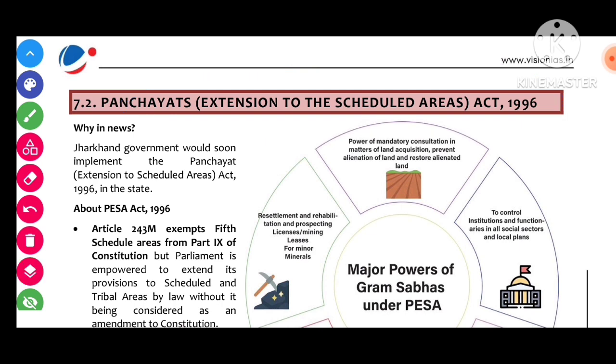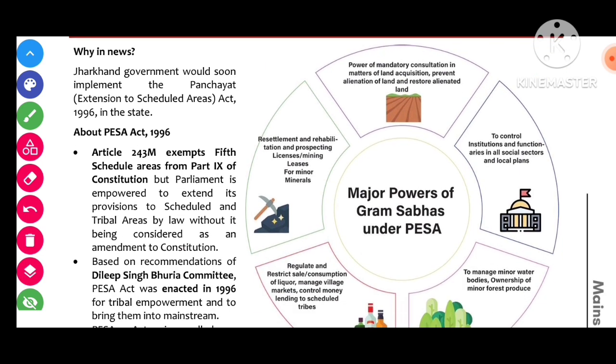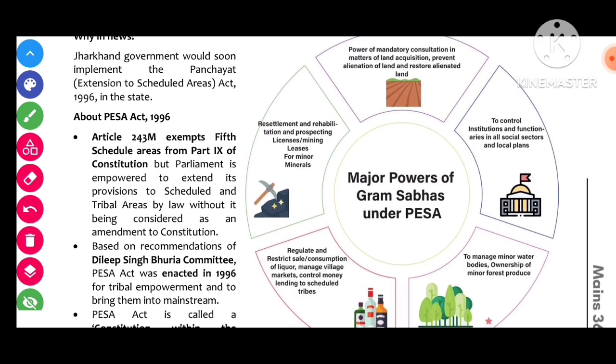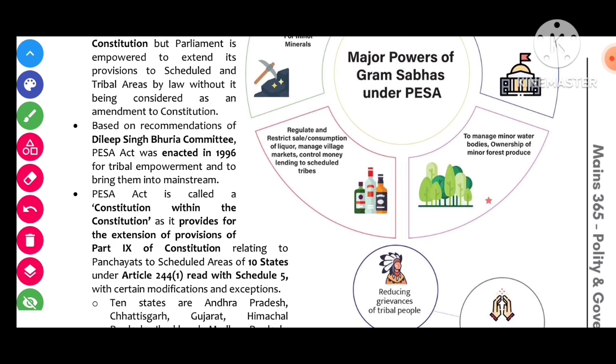And the Panchayats Extension to Scheduled Areas, the PESA Act 1996. This is a very important part of General Studies Paper 2, for both prelims as well as mains, because this is related to the Scheduled Areas or Tribal Areas Act 1996. Article 243M exempts Fifth Schedule areas from Part 9 of the Constitution. Okay, not under the judicial review method.